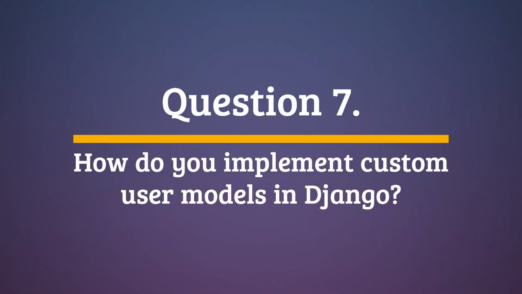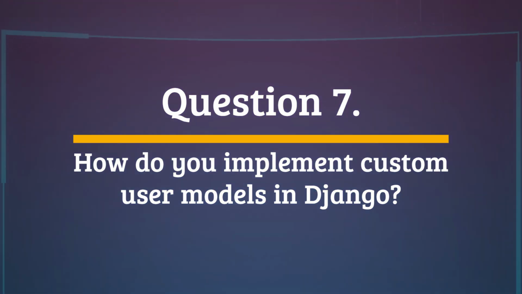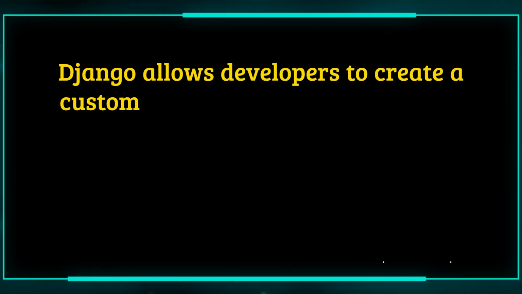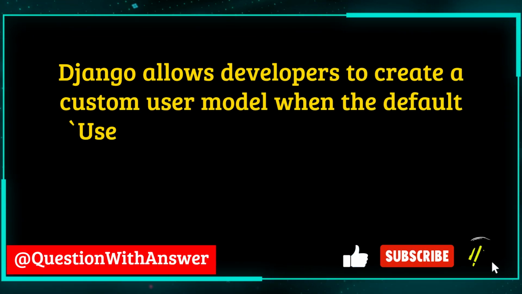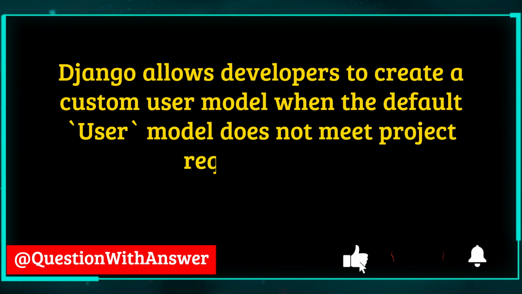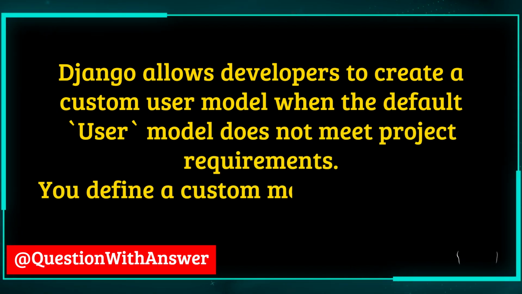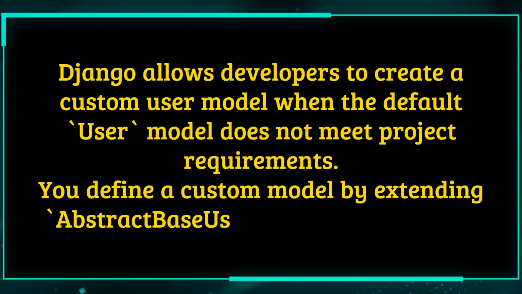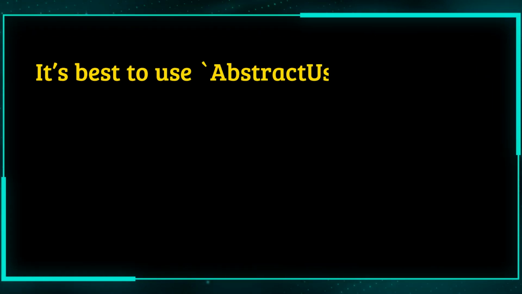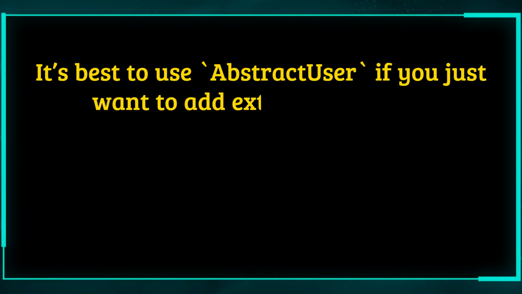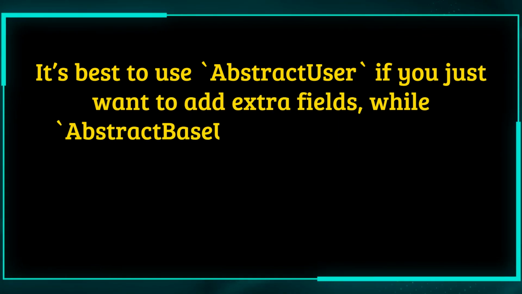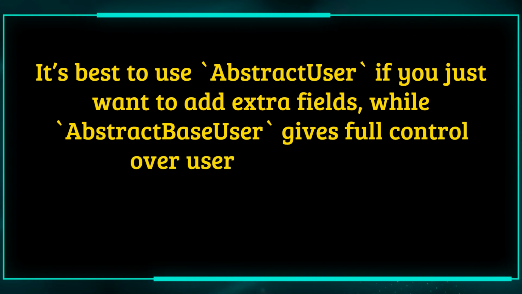Question 7. How do you implement custom user models in Django? Answer. Django allows developers to create a custom user model when the default user model does not meet project requirements. You define a custom model by extending AbstractBaseUser or AbstractUser. It's best to use AbstractUser if you just want to add extra fields, while AbstractBaseUser gives full control over user management.